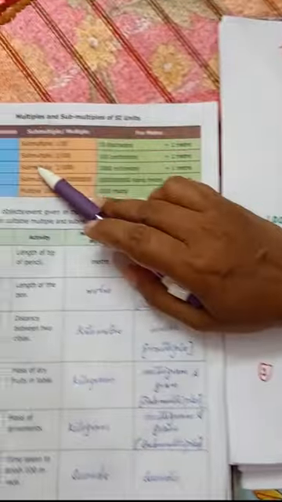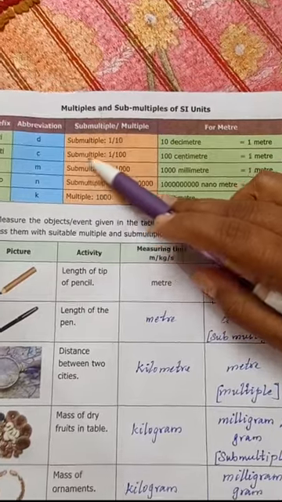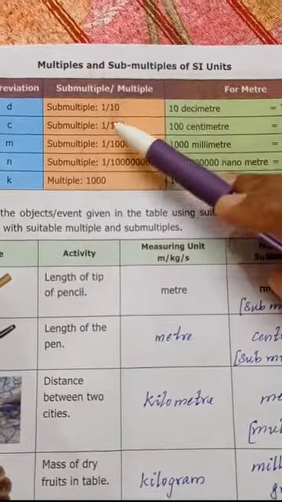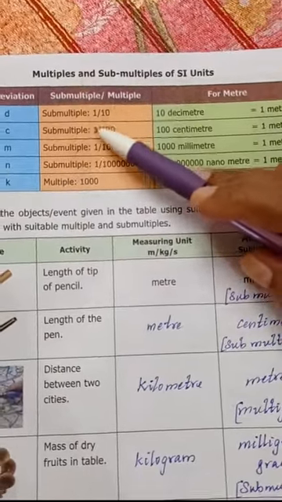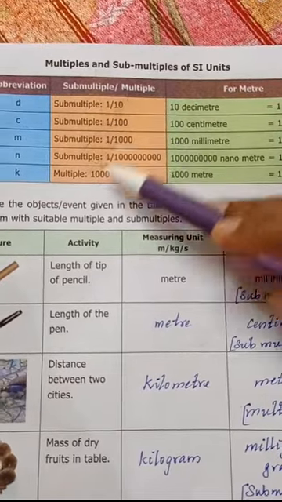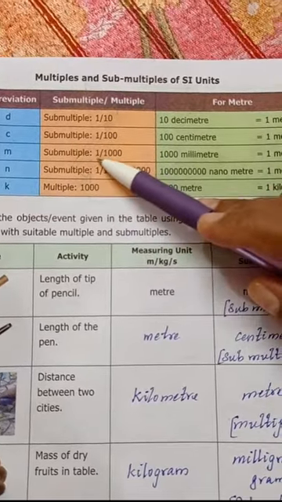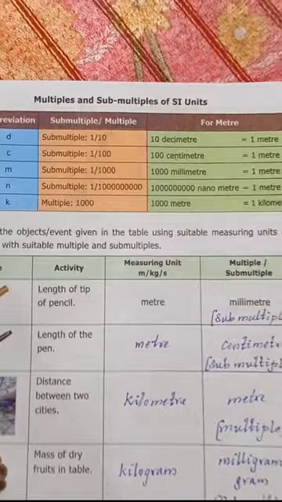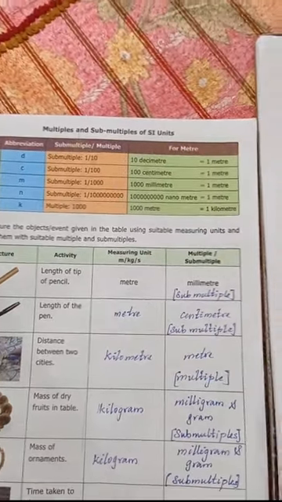Now come here, children. Submultiple is 1 by 100. Now we know how we arrived at this 1 by 100. The same way, submultiple is 1 by 1000 for millimeter. Same thing, children.